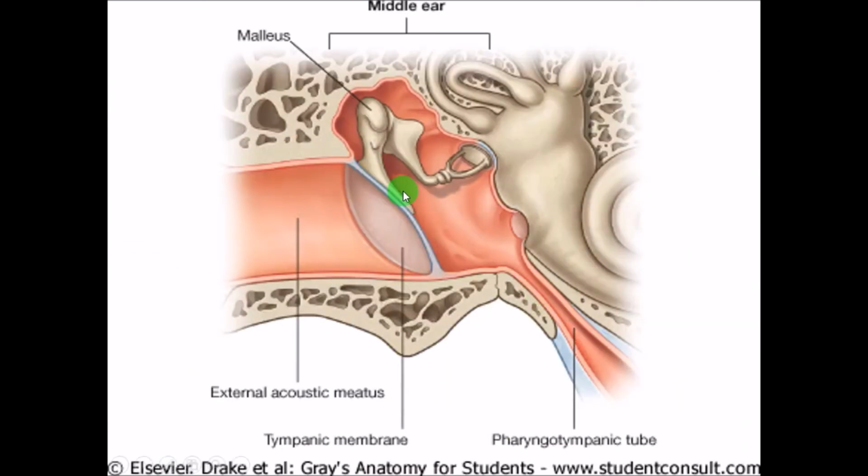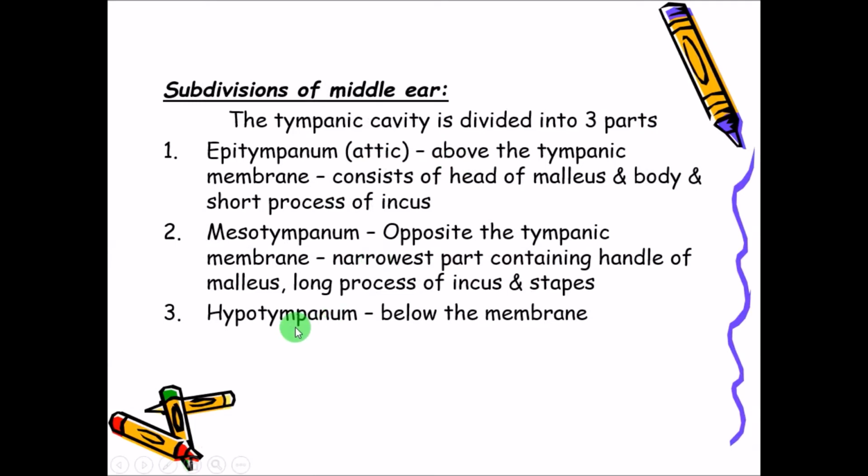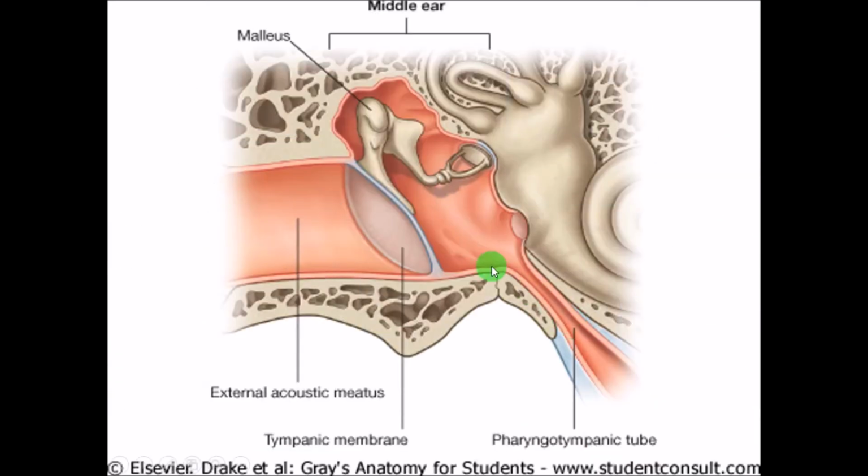Here you can see this is the handle of the malleus, the long process of the incus, and both the limbs of the stapes. All these are present in the mesotympanum. And the hypotympanum, which is below the membrane, will be communicating here with the nasopharynx. This is called the pharyngo-tympanic tube, or the Eustachian tube, or the auditory tube. So all three are the same. When they mention tubo-tympanic tube, it is nothing but the Eustachian tube or the auditory tube. So this is the middle ear: epitympanum, mesotympanum, and the hypotympanum below.